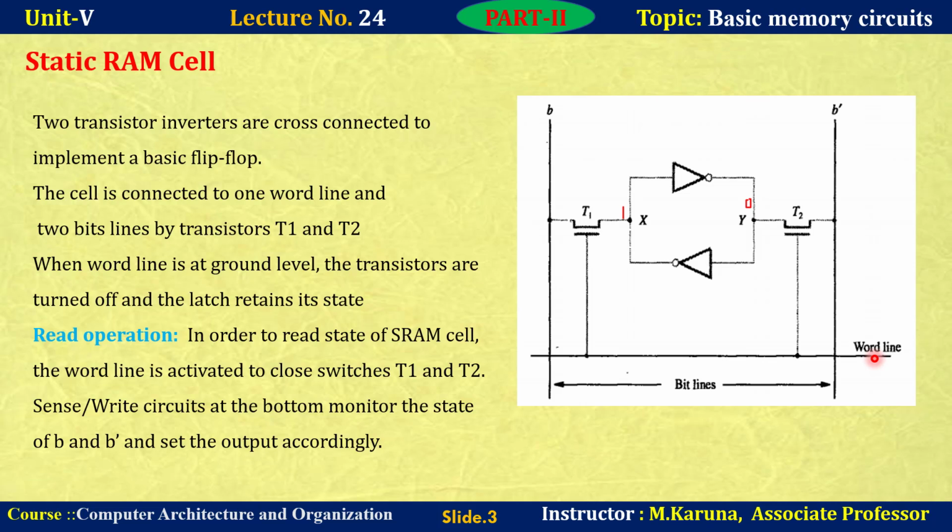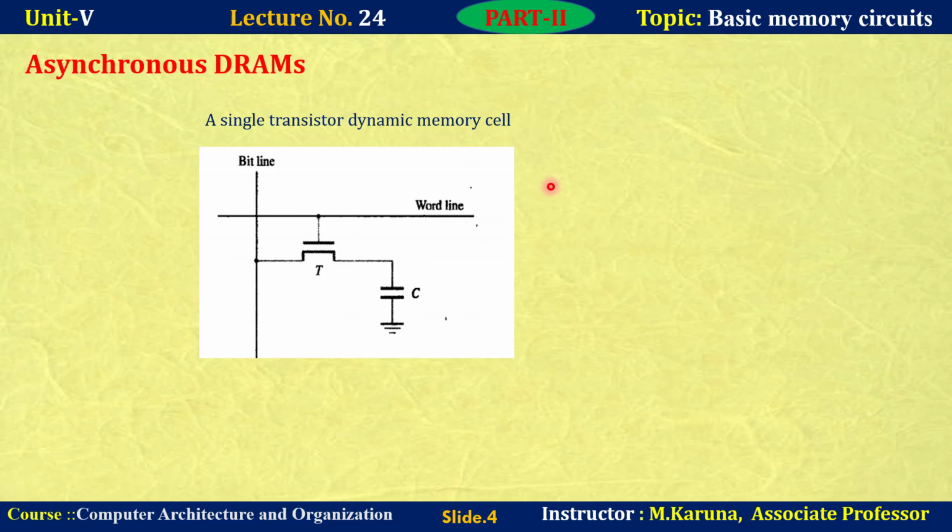These static RAMs are fast, but they come at high cost because their cells require several transistors. To reduce the cost, we can go for dynamic RAMs. However, these cells do not retain their state indefinitely.